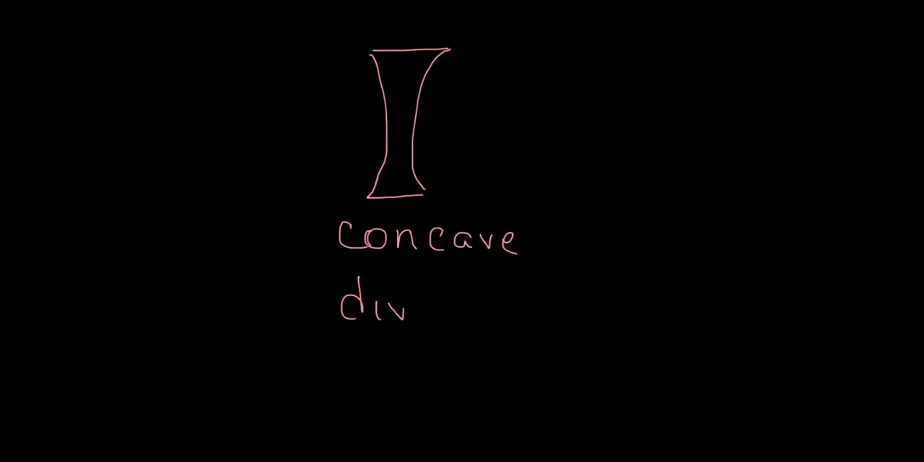The other type of lens we looked at looks like this. And that is a concave, because it caves in, lens. And it is a diverging lens. And what does that mean? That means when a ray of light comes in, it is spread out, or it diverges.